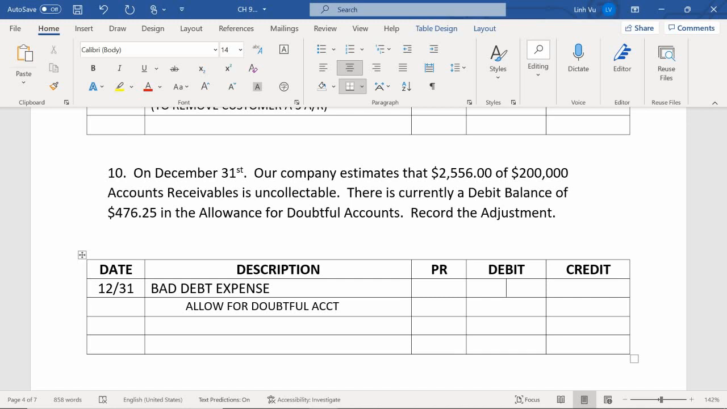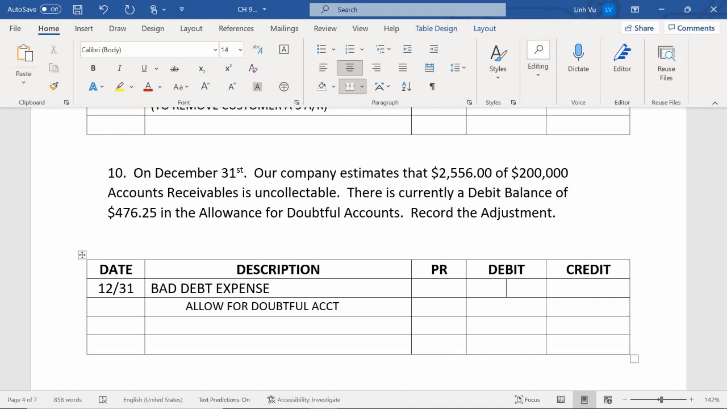Now, the allowance method is split into two more methods, right? The balance sheet method or the income statement method. Now, under the allowance method, right? Under the balance sheet method, there's a keyword that I'm looking for, versus the income statement, there's another keyword that I'm looking for. All right. How do I know which method to use?